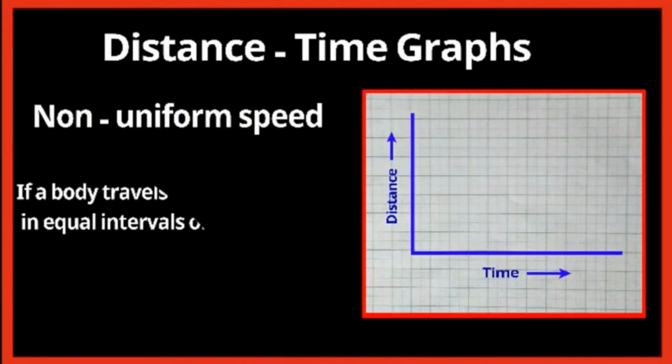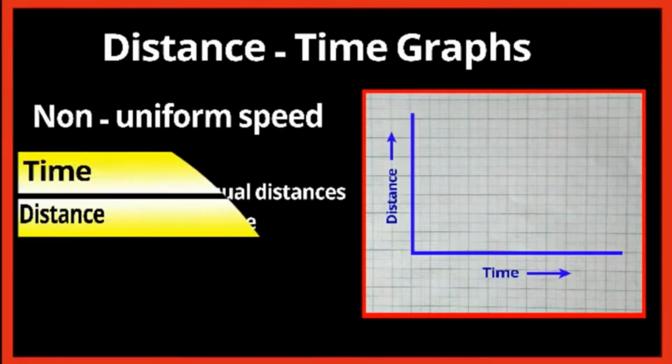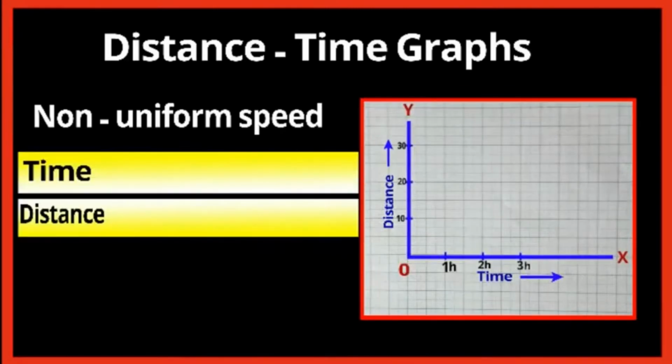Now let us do it for non-uniform speed. When a body travels unequal distances in equal intervals of time, then that is known as non-uniform motion or non-uniform speed. The speed doesn't remain constant. So how can you understand it with an example?